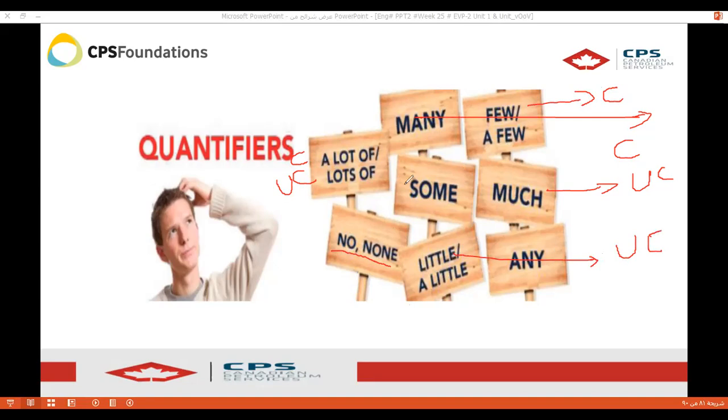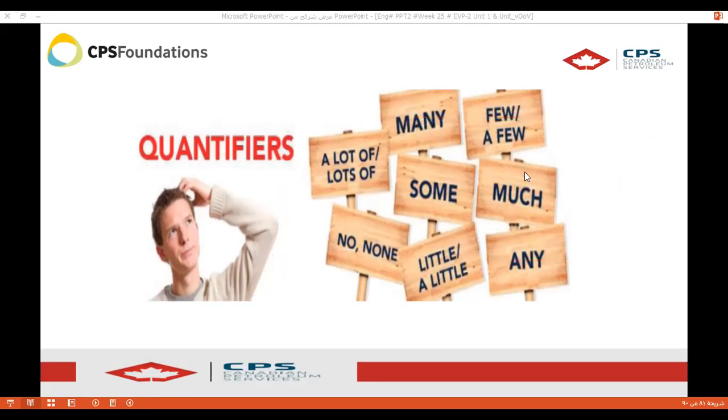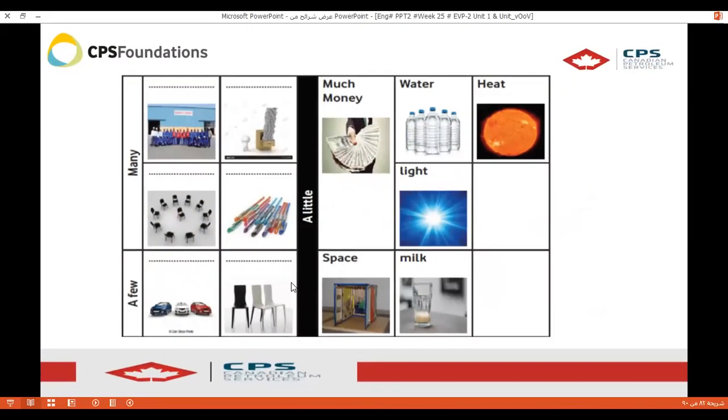Some is in the middle between a lot of and little or few. I have some friends means not one, not two, maybe seven, but not 15, here in the middle. I have some sugar, enough to make some tea. So some is in the middle, not much, not a little or a few.